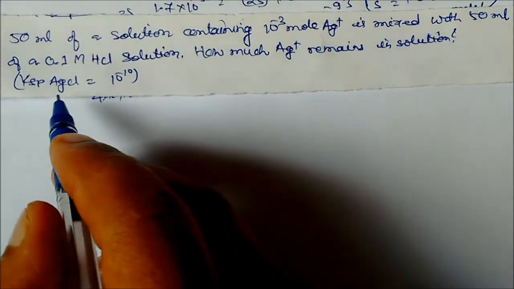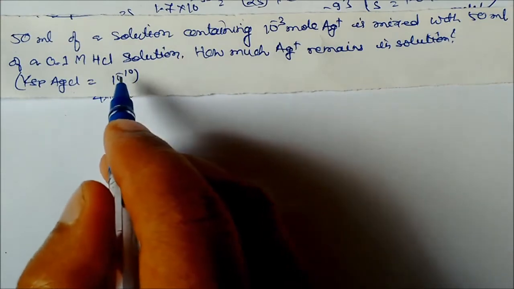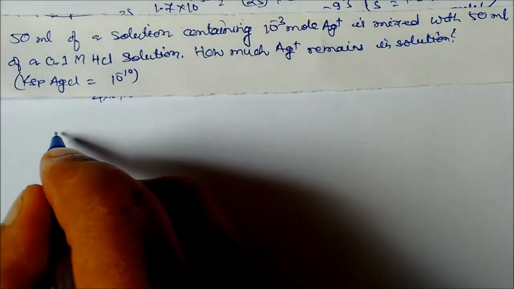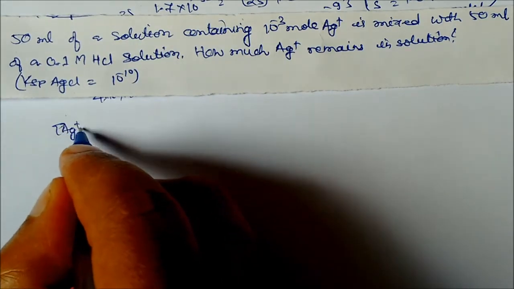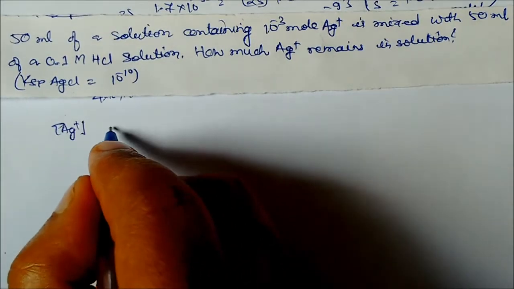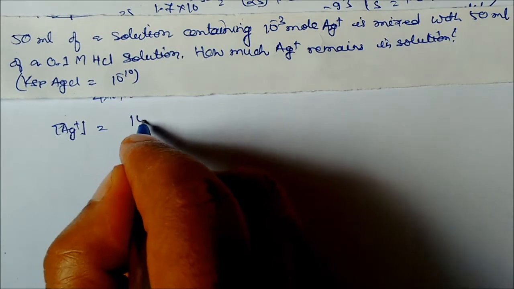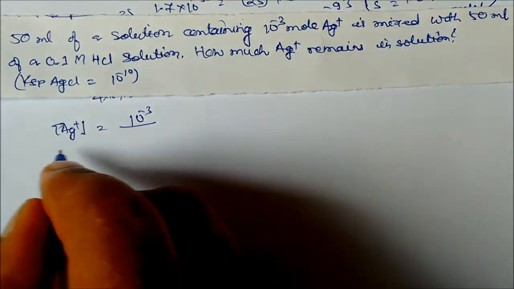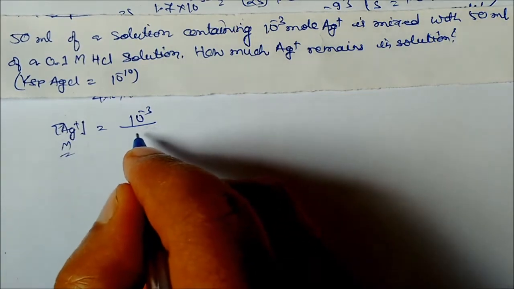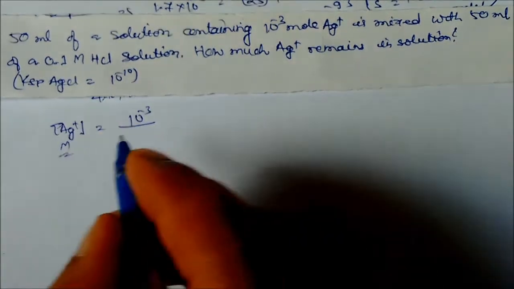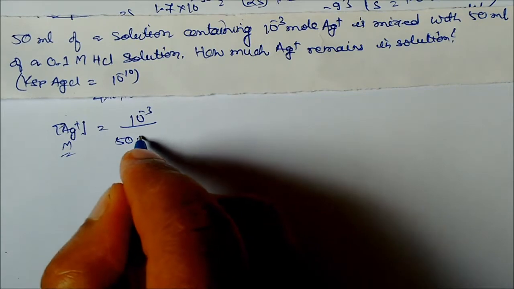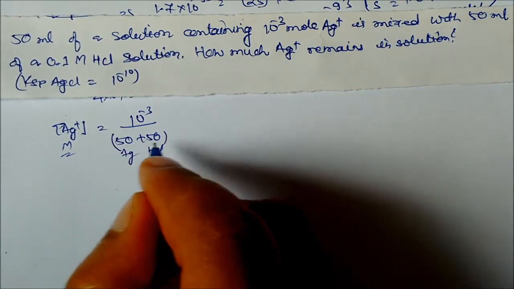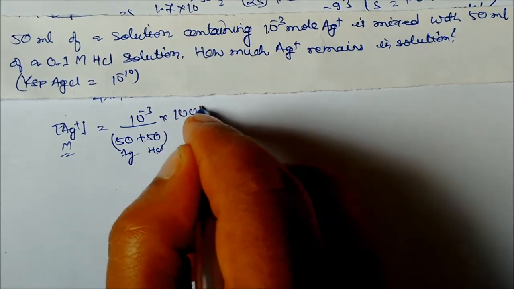So we have to find this, and we know the solubility product of AgCl. What are the moles of Ag+ in the 50 ml solution? The moles are 10 to the minus 3 given here, and since we are finding concentration, we use the total volume. This is for Ag and this is for HCl. The volume is in ml, so we multiply by 1000.